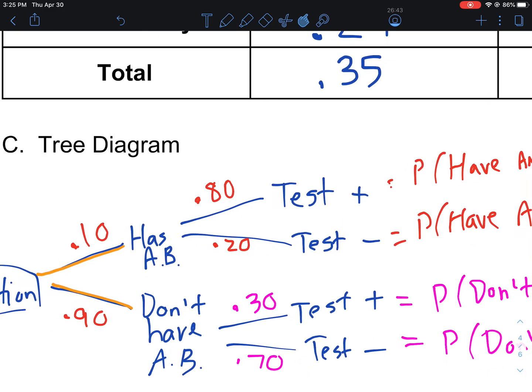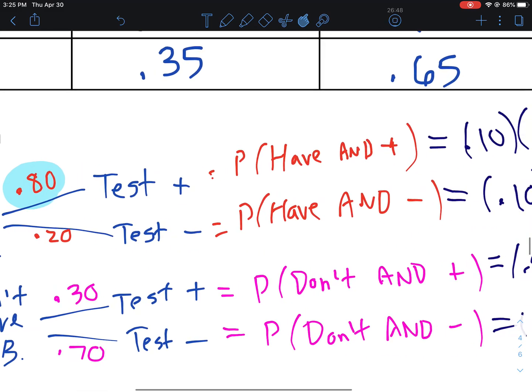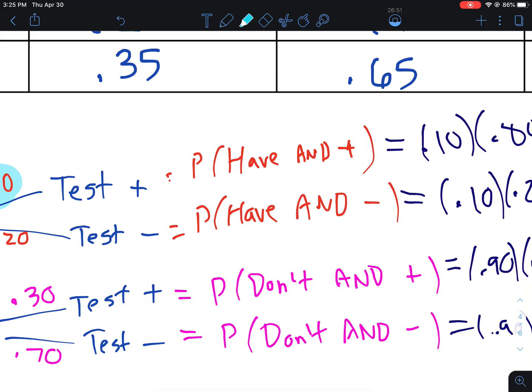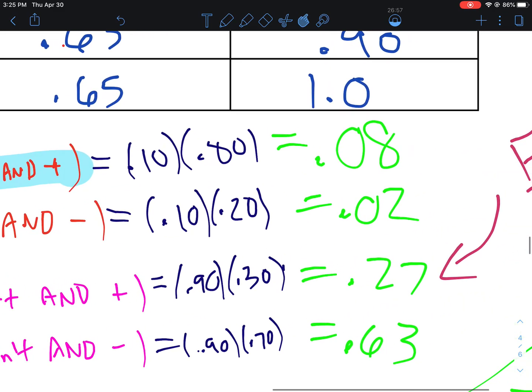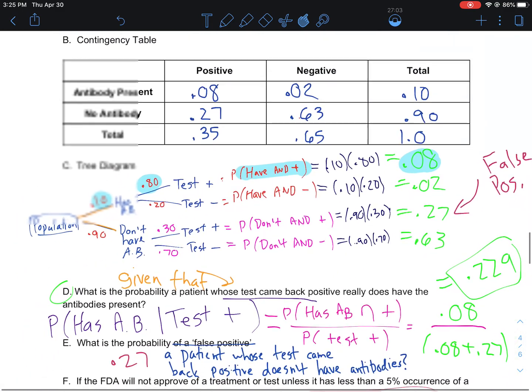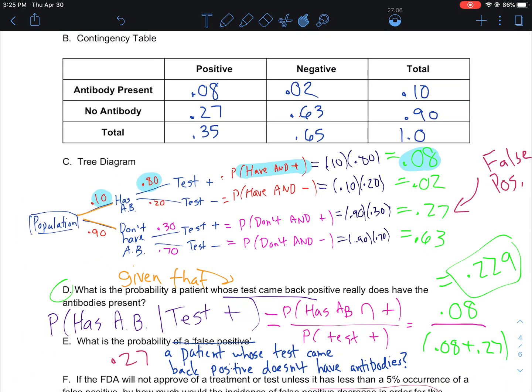Now, it's important to know when you make a tree diagram, don't just stop there. You have to multiply these. So this 0.1 and this 0.8 need to be multiplied. And that's basically like saying, what's the probability you have antibodies and you tested positive? That answer is 0.08. And that's where I got that thing in the table above. Again, you don't need that. That was just me showing you what I did. Okay, now likewise, you want to multiply in this direction as well and get this number. And that describes this top row.